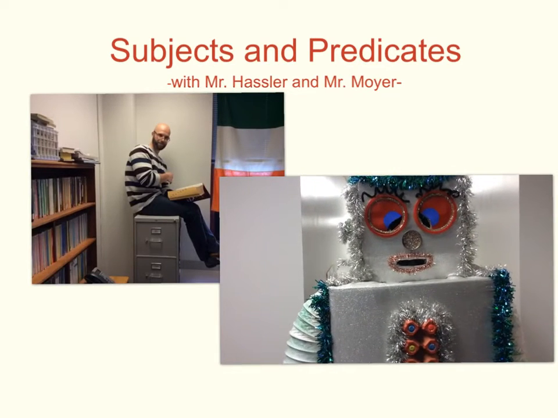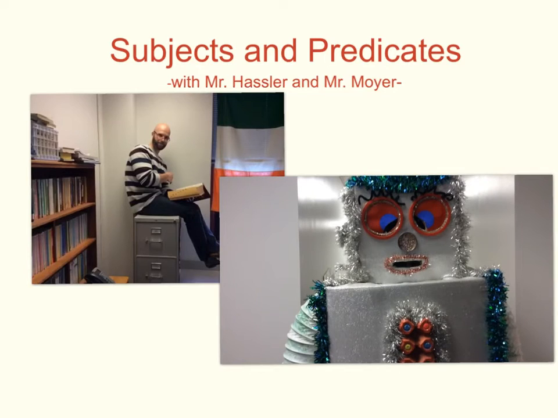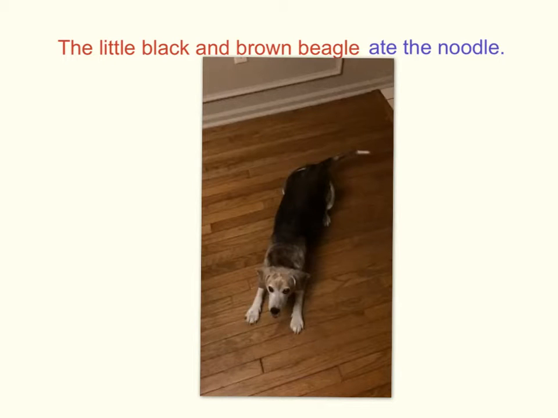Today we are going to learn about subjects and predicates. For this flipped video, we're going to focus on the sentence at the top of the screen. The little black and brown beagle ate the noodle. We're going to use this sentence throughout in order to understand the idea of complete and simple subjects and complete and simple predicates. But before we get started, let's just see this sentence in action.